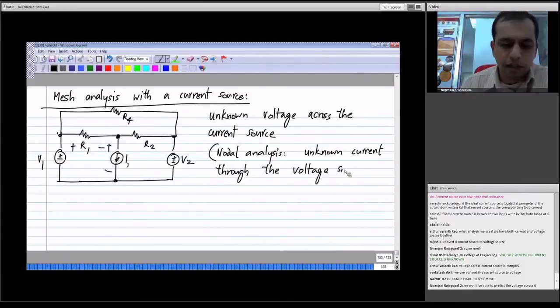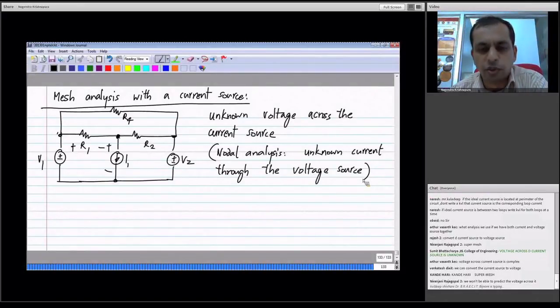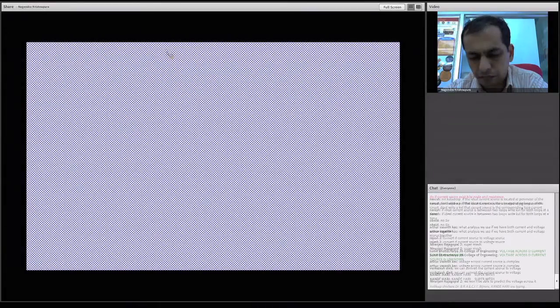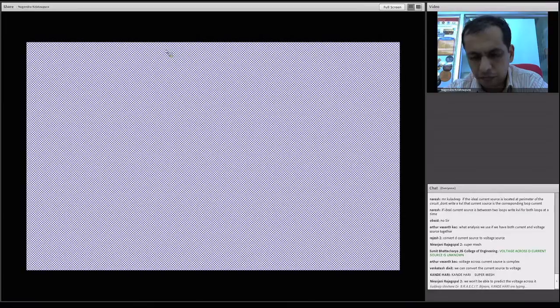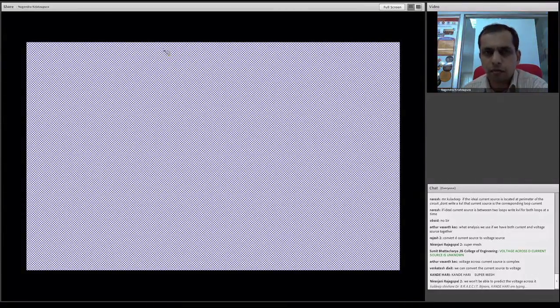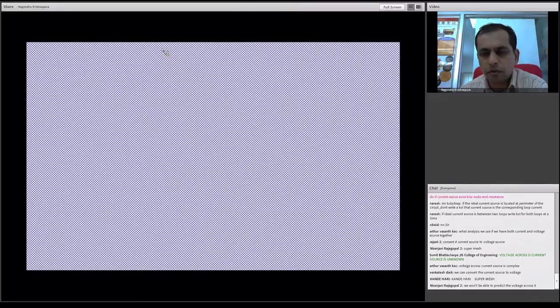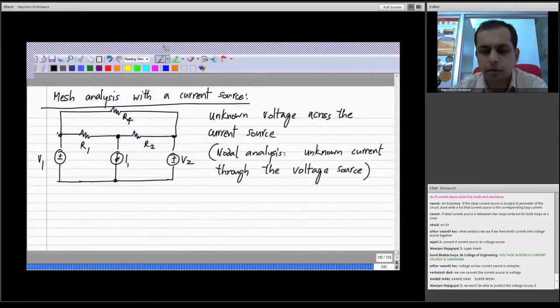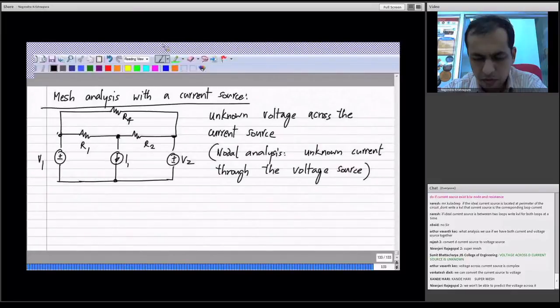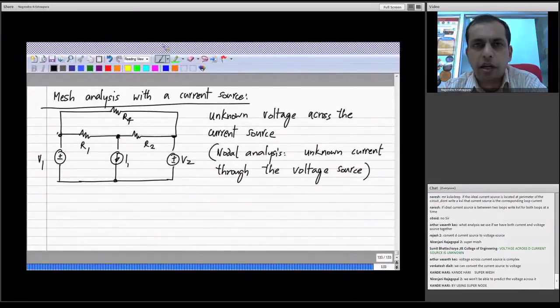Now how do we work around this? What did we do in case of nodal analysis? When we had nodal analysis with voltage sources, what was the thing that we did? How did we get around the problem? We don't know the current through it, so what did we do?